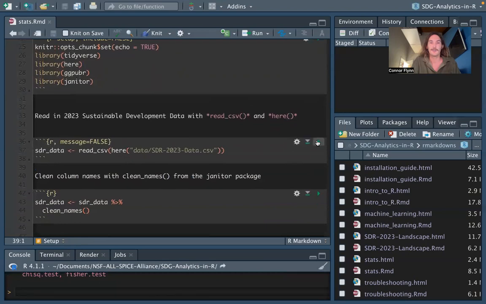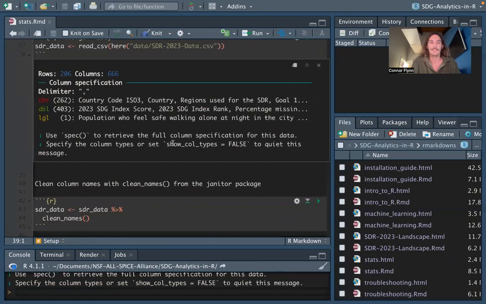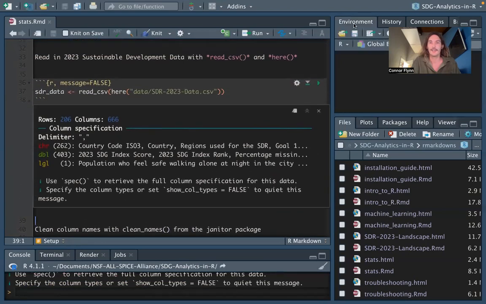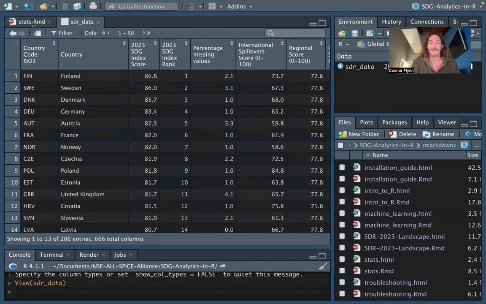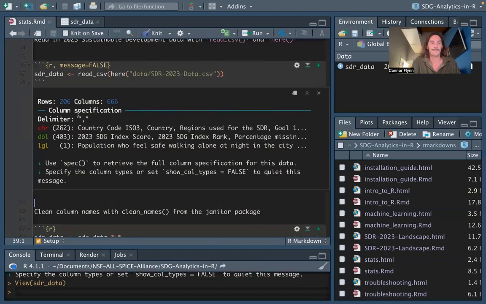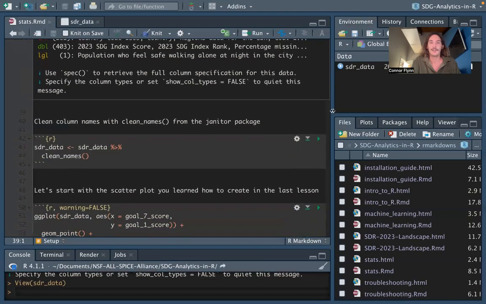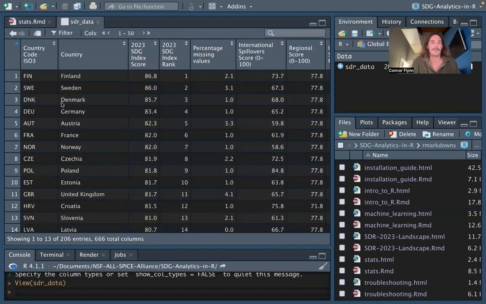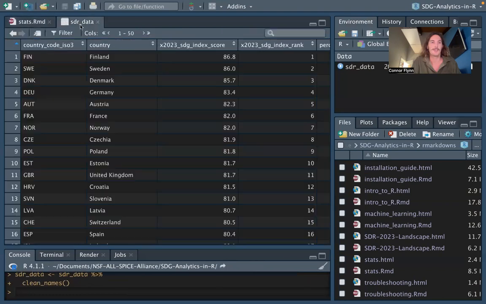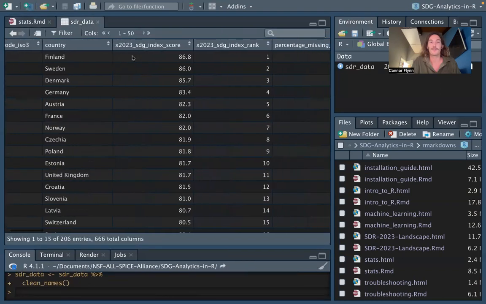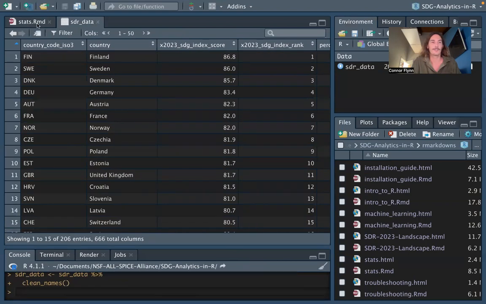Then our next code chunk will be reading in our data with read_csv and here. And now in our environment pane, we could check out our SDR data frame. And we clean our column names, right? So we have spaces in our column names now, but when we use that janitor function, we clean the names. Now when we check out SDR data, every column name is lowercase with underscores.